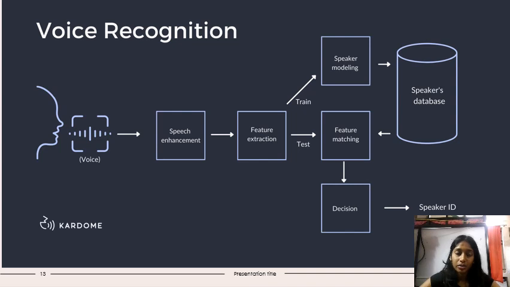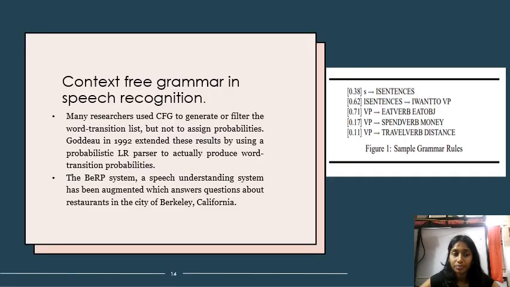Here's the representation of the voice recognition, where the voice goes through speech enhancement, then the feature extraction is taken. It is taken to the speaker modeling for the training of the system and the feature matching, which is the test. And then there's the decision, which goes to the speaker's database and then comes back to the feature matching again, goes to the destination and goes to the speaker ID.